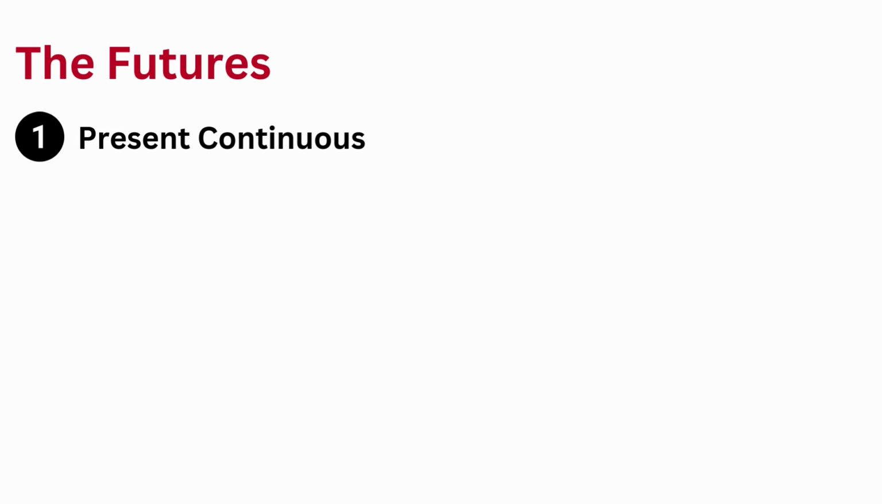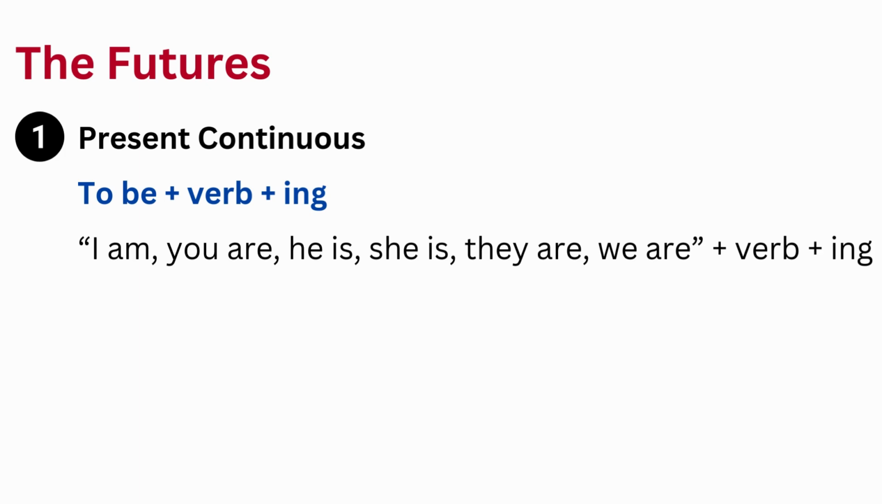The present continuous future. So the present continuous is when you have the be verb: I am, you are, he is, she is, they are, and we are, plus the verb and ing. For example, I am, the verb, and ing. This is known as the present continuous. It's usually one of the first things you learn when you are studying English. So a lot of you know the present continuous and think, oh, present continuous, it's taking place now. You are right, but we can also use it to talk about the future.